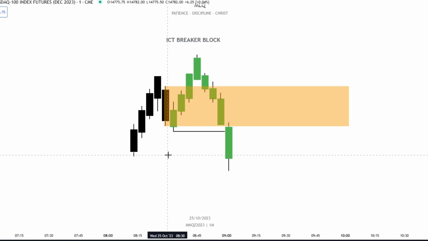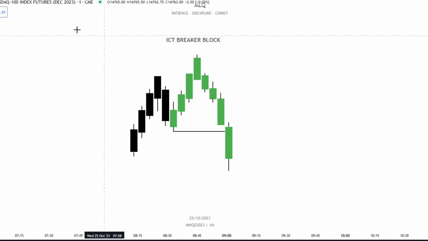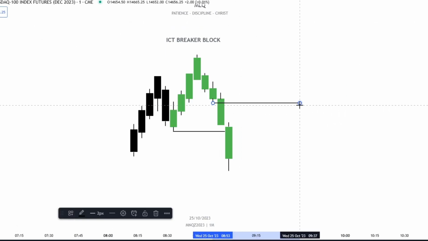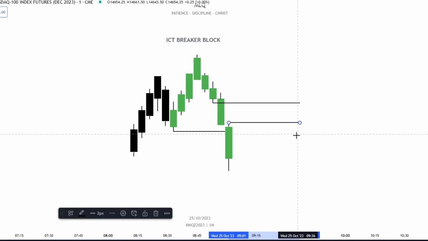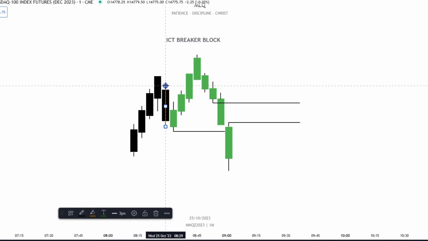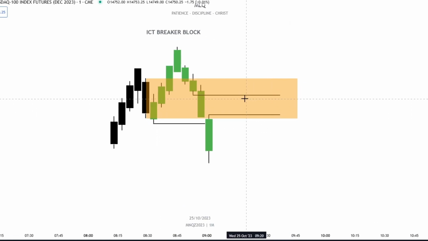But the only difference between a breaker block and the unicorn model is that the unicorn model is just a breaker block combined with a fair value gap. As you can see, we have a fair value gap right here. That is a perfectly fine fair value gap, but it lines up with our breaker block. So this is essentially what's called the ICT Unicorn Model. It's just a breaker block with a fair value gap, and that fair value gap makes it a unicorn model. All it is is a higher probability breaker block.